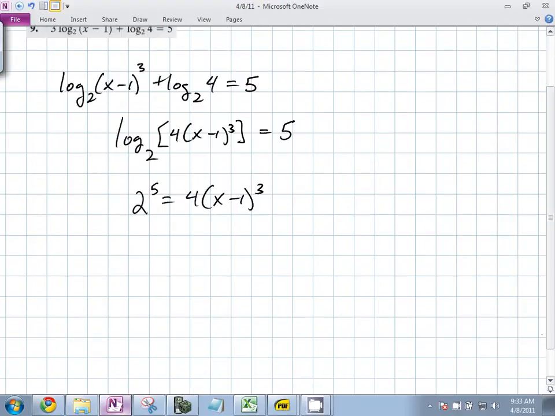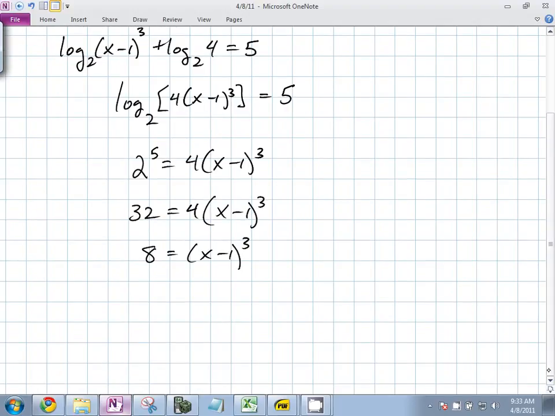Sure. And then, what's 2 to the 5th? 2 times 2 is 4, 8, 16, 32. Divided by 4, what do you get? 8 equals x minus 1 cubed. I don't like the cube, so I cube root both sides, and I end up with 2 is equal to x minus 1. So what does x equal?